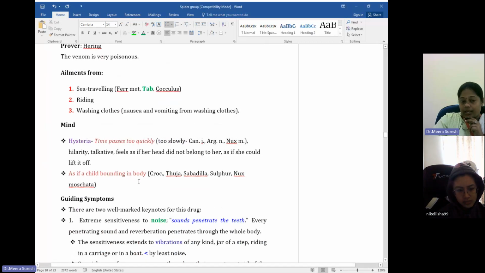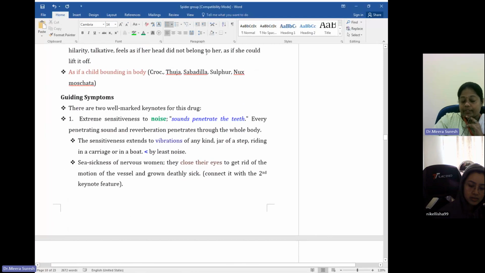Child is moving in the body, and that symptom we can see in other drugs. This is a big list of drugs which have a similar symptom, that there is something alive present in the stomach, or that pseudo pregnancy syndrome. So Crocus sativus, Thuja, Sabadilla, Sulphur, and Nux moschata. These are the remedies. So in hysteria, these two will be the most important symptoms: the time passing too quickly, and as if a child is present inside the body.